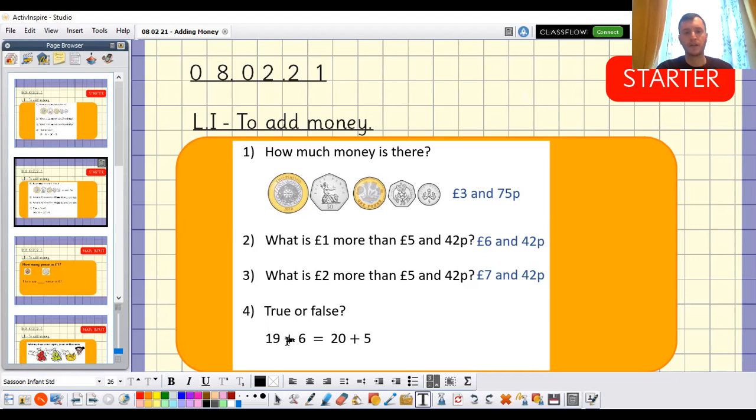True or false, 19 plus 6 is the same as 20 plus 5? Well, 19 plus 6 is the same as 25, and 20 plus 5 is the same as 25. So that would be true, they are equal. You might not be used to seeing it as something plus something is equal to something plus something. Usually we'd have the answer, but you can show it like that because they are equals.